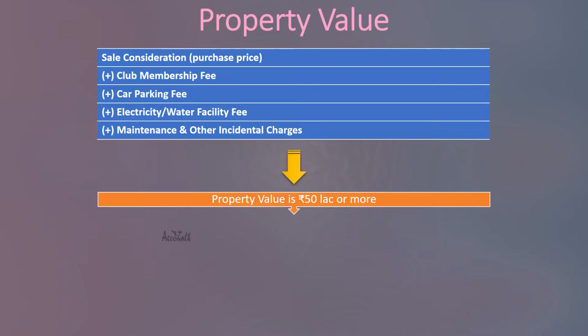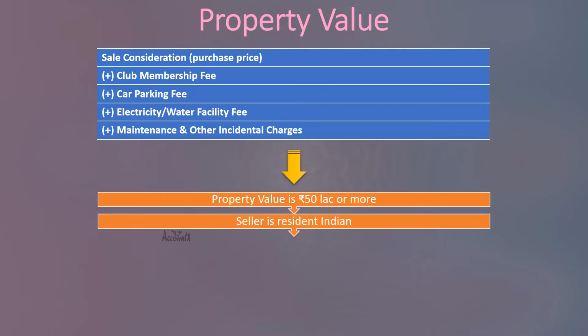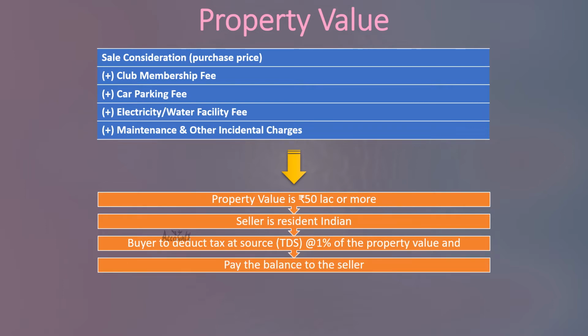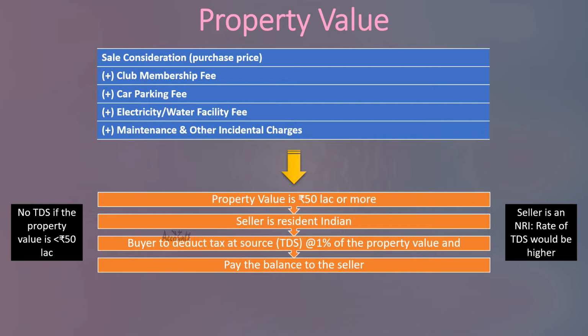If the property value is rupees 50 lakh or more and where the seller is a resident Indian, then you as a buyer are required to deduct tax at source, that is TDS, at 1% of the property value and pay the balance to the seller. In other words, if the value of the property is less than 50 lakh, then no TDS. If the seller is an NRI, that is a non-resident Indian, then the rate of tax would be much higher.